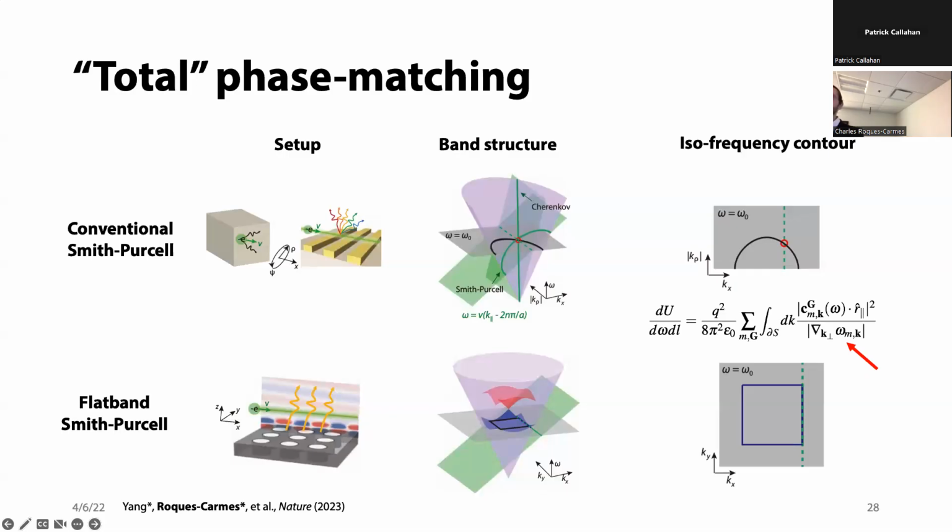also keep in mind this formula I showed earlier. You see that this type of band structure typically cancels that component of the group velocity along that direction. So in principle, this diverges, which also indicates that in principle, we should get much stronger radiation.